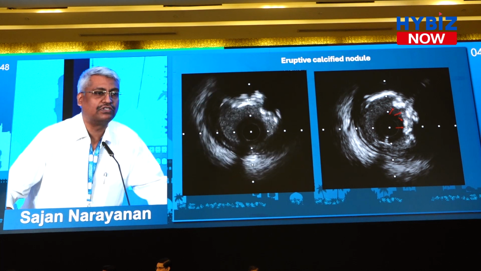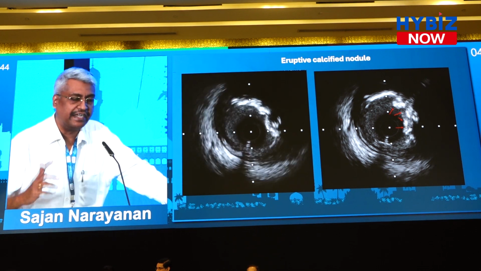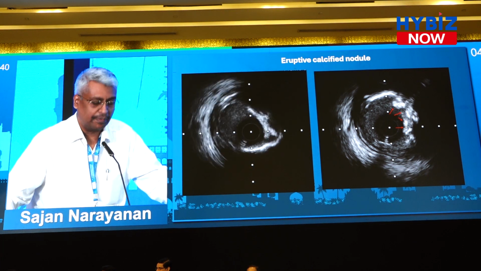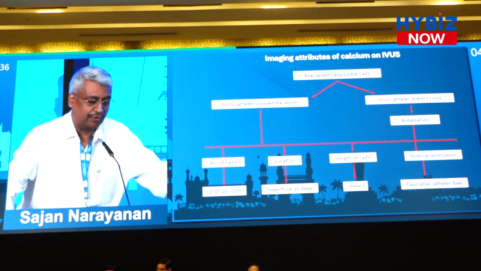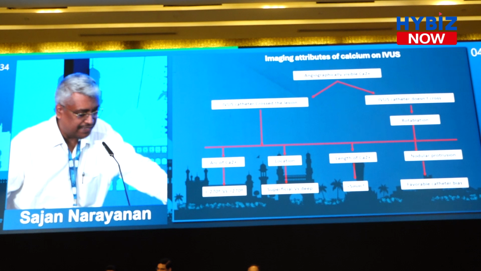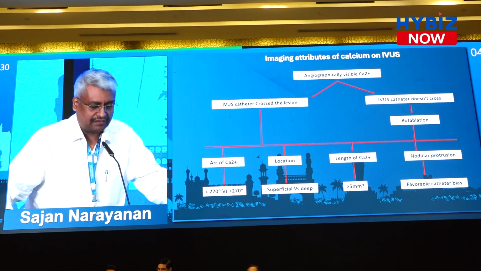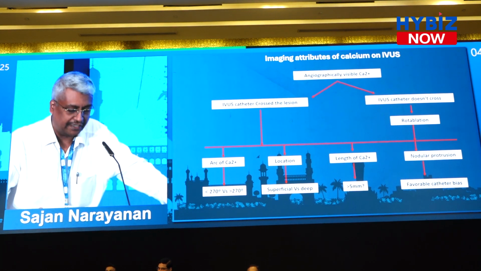So eruptive nodules are a very important cause of ACS and sudden cardiac arrest. And eruptive nodules can be easily deformed with a non-compliant balloon. But nodular protrusions may need special atherectomy procedures. So that's the importance of identifying the different attributes of calcium. So in a pre-stent assessment, you look for 4 attributes: arc of calcium, location, length, and nodular protrusion. If you have nodular protrusion, look whether there is any favorable catheter bias or not.